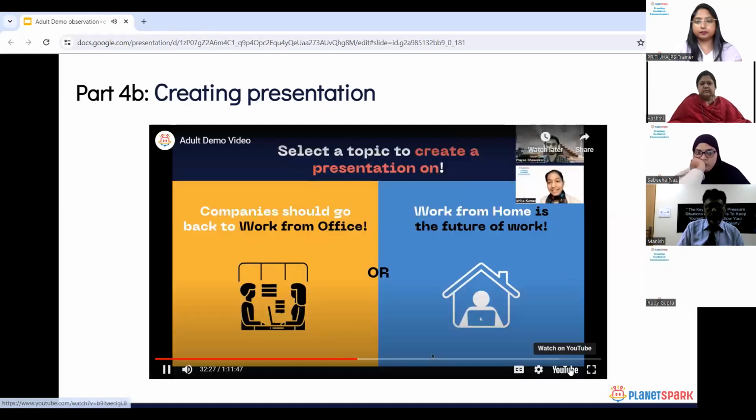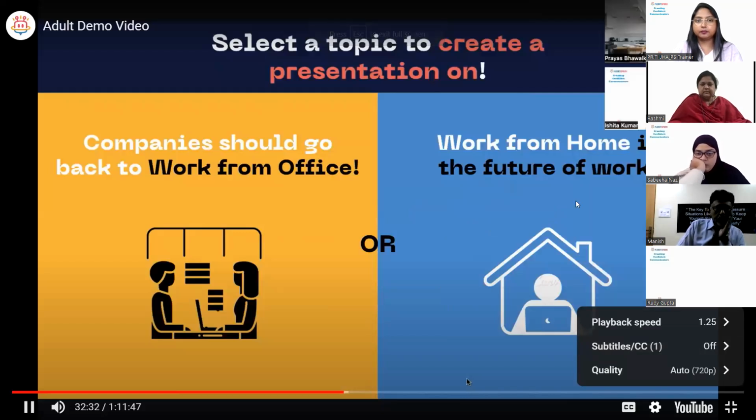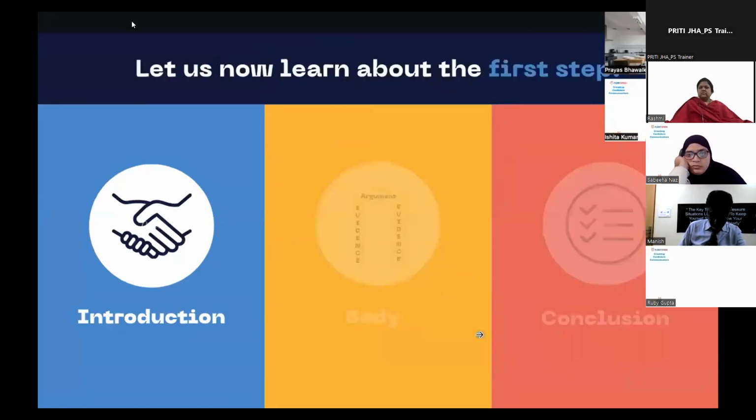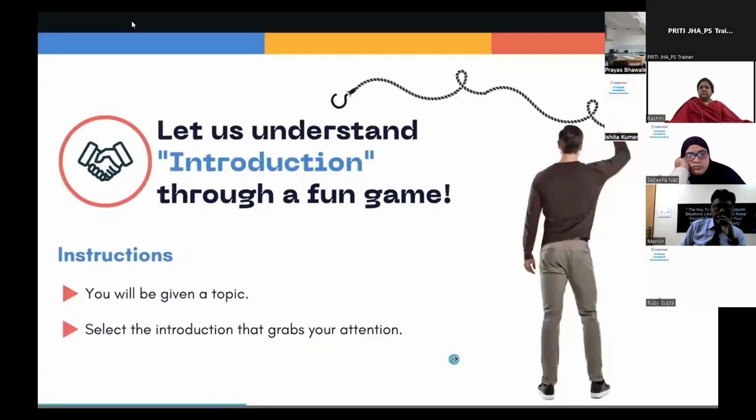All right. Okay. Cool. So great. So you have chosen your topic. You are opting for companies who should go back to work from office. Now, the 3 steps that I was talking about are that, first we build out the introduction of the presentation. Second, we work on the body of the presentation. And third, we work on the conclusion part. Yeah. So these are the 3 steps. And we are going to work on each step here for your topic, which is that companies should go back to work from office. All right? Yeah. Okay, so let's proceed with our first step, that is introduction.